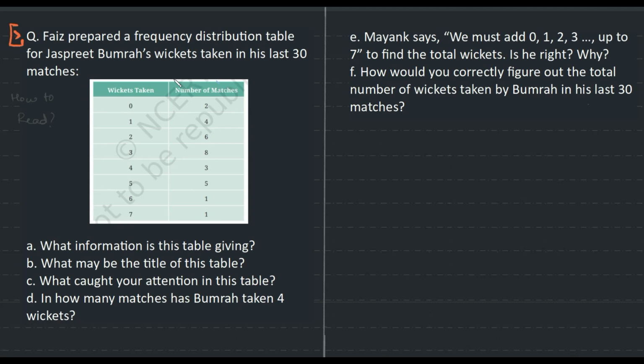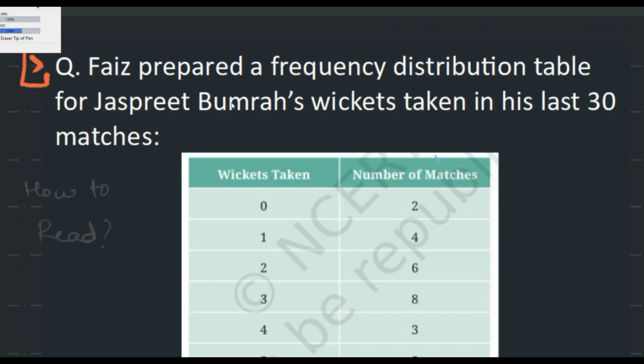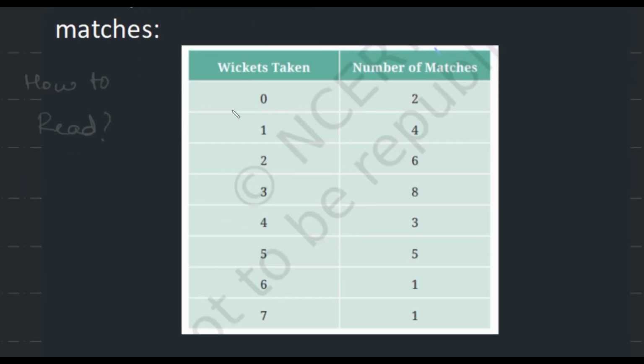Faizan prepares a frequency distribution table for Jasprit Bumrah's wickets taken in the last 30 matches. So this is the table. Please have a look at the table. It might be a bit small, let me zoom in a bit. The numbers, I think, are smaller. Yeah, please have a look.